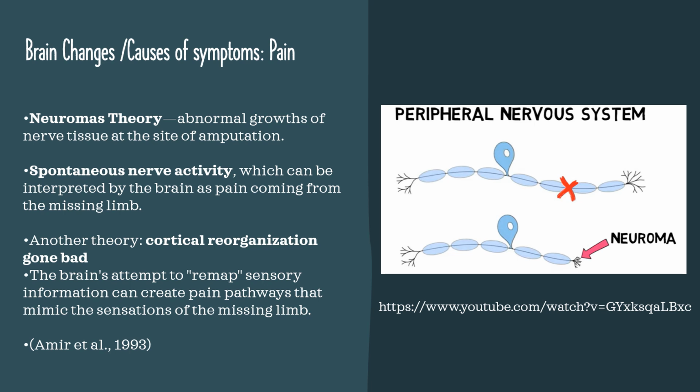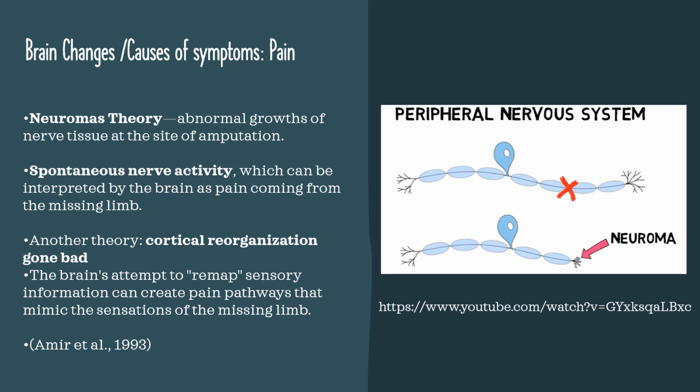The issue with this is that these neuromas can generate spontaneous nerve activity, which can be interpreted by the brain as pain coming from the missing limb. Another possible theory is that the brain's attempt to remap sensory information can cause pain pathways that mimic the sensations of the old limb. So think cortical reorganization gone bad. These junk inputs are then causing pain signals.